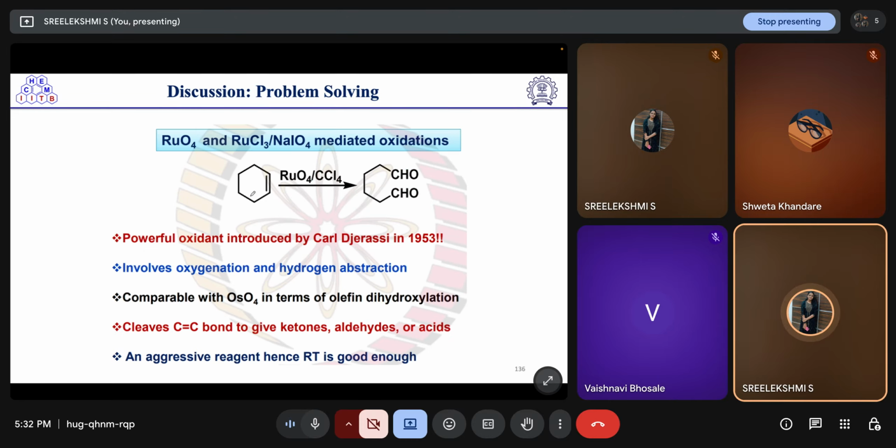Then in the next lecture we have seen ruthenium tetroxide and ruthenium chloride, NaIO4-mediated oxidation. So here what is happening? Basically the alkene will be converted into a diol, and then carbon-carbon bond cleavage will take place to give the oxidized product. So we will see the detailed mechanism.